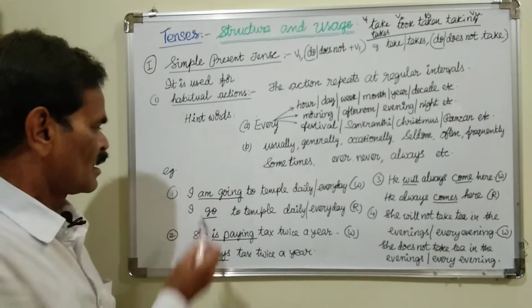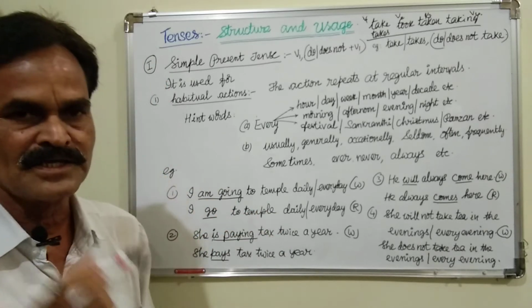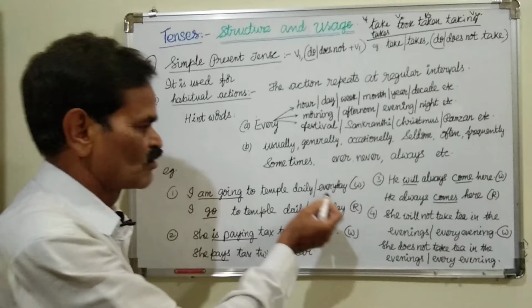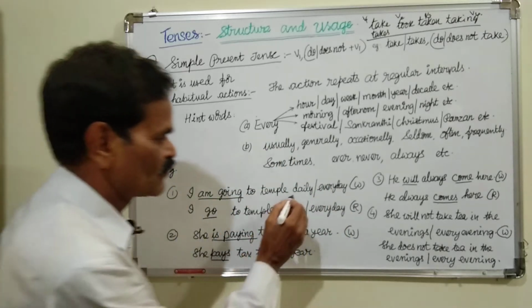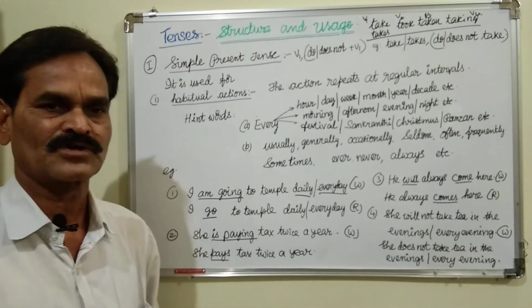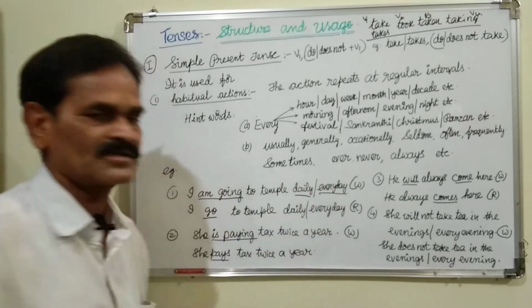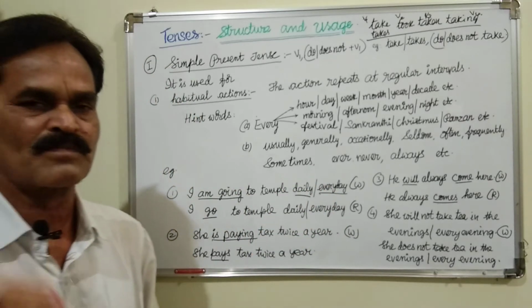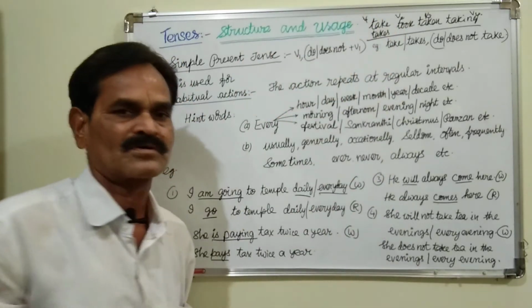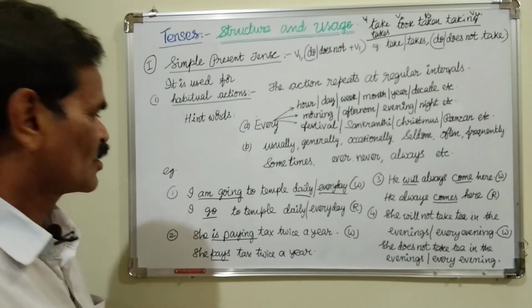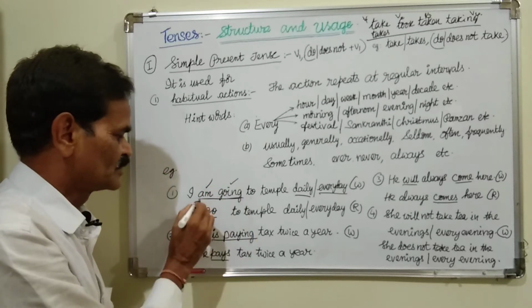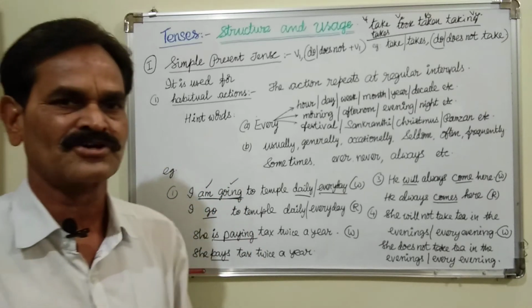For example, "I am going to temple daily," or "I am going to temple every day," or "I am going to temple once a week." If wording like daily, every day, once in a week, once in a month, twice in a month is there, we must use simple present tense, that is the V1 form: take or takes, go or goes, come or comes. We cannot use present continuous tense. If the be form am and the ing form are there, this is called present continuous tense.